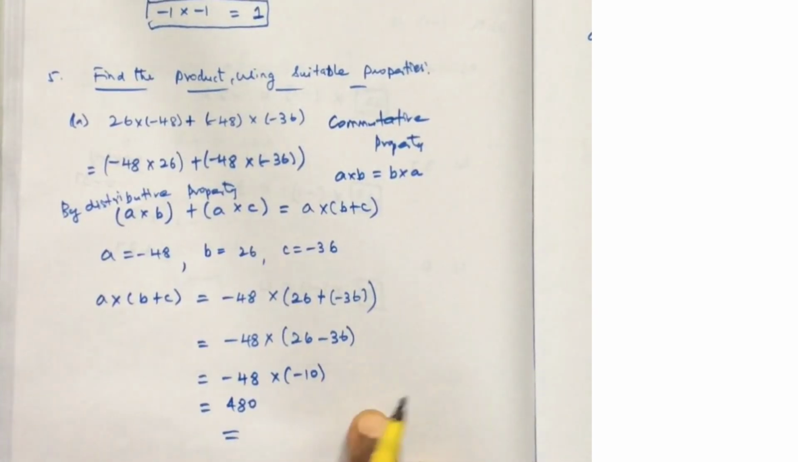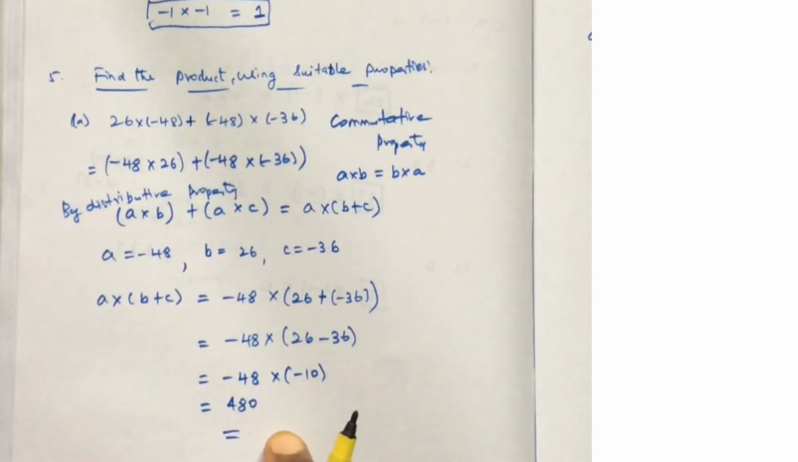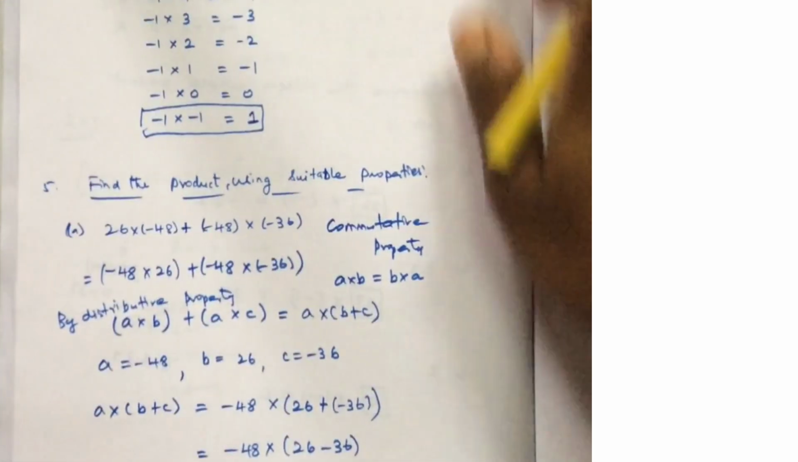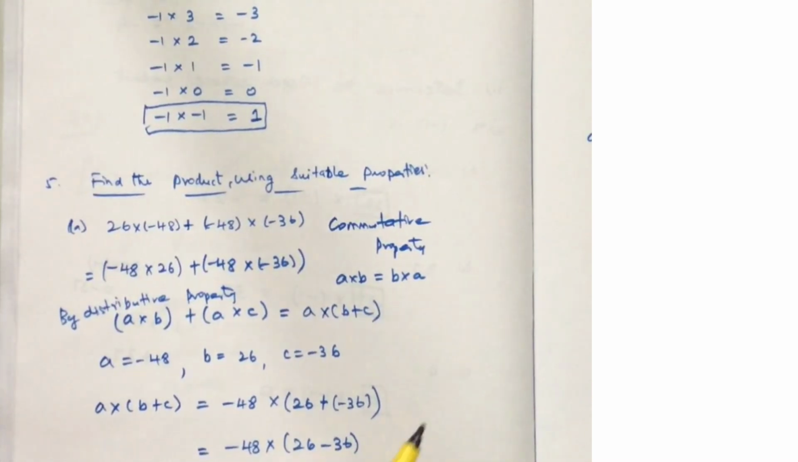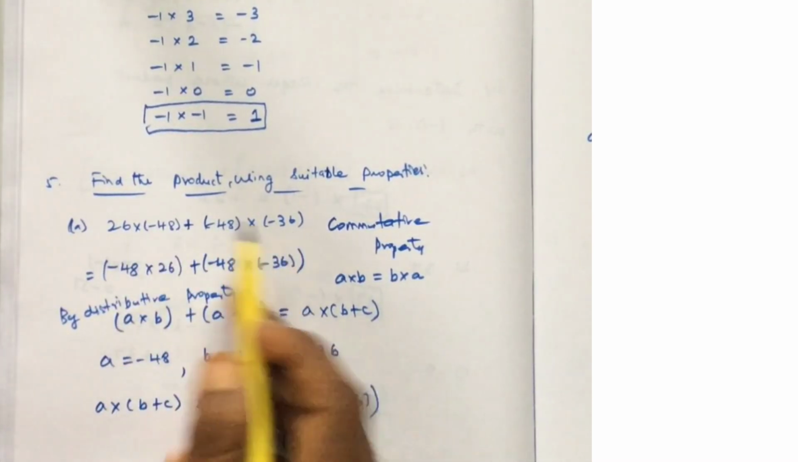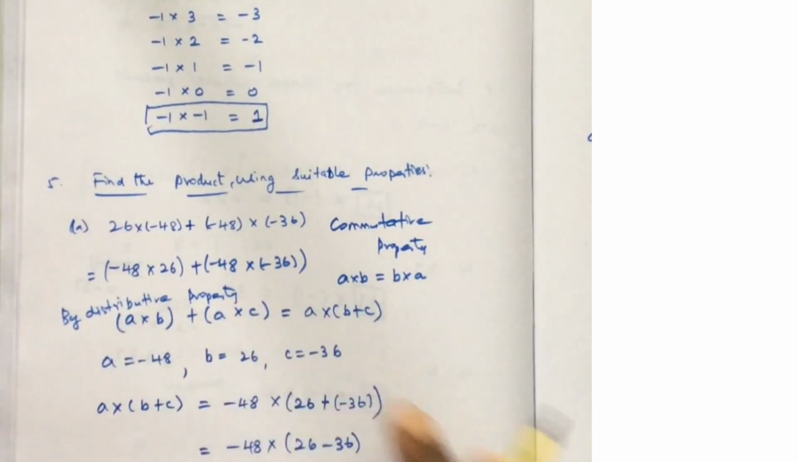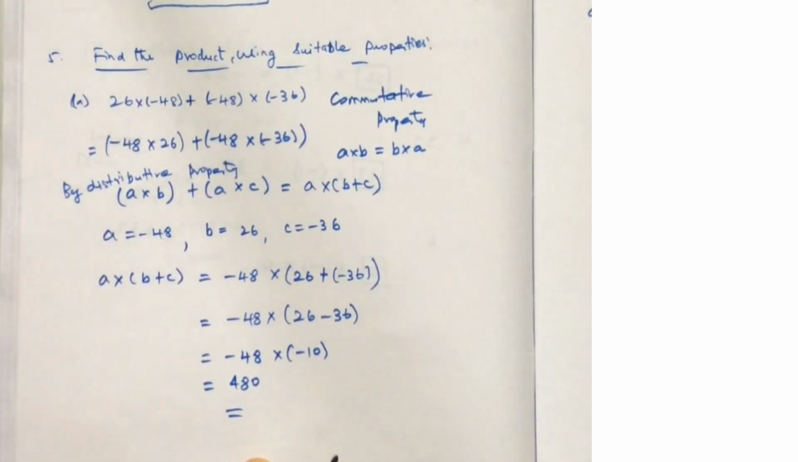Which is very simple. Here we have done only one subtraction and the multiplication is very simple. If you had solved this problem without any property, you would have had to do two complex multiplications and then addition or subtraction. By using this distributive property, your problem becomes very simple.